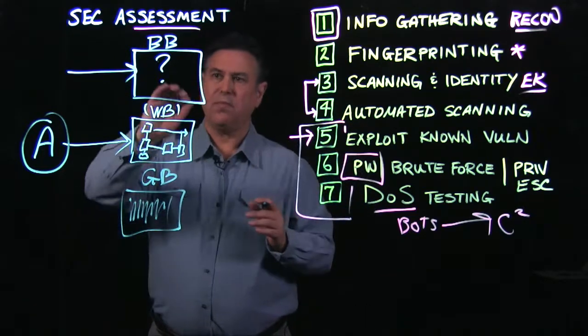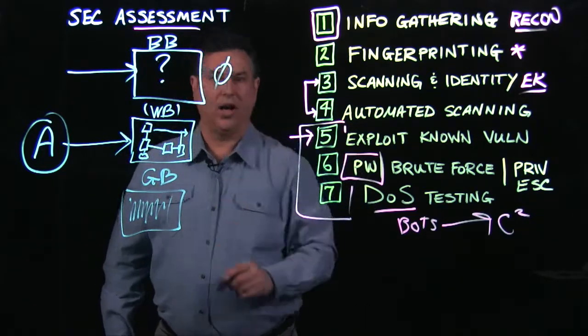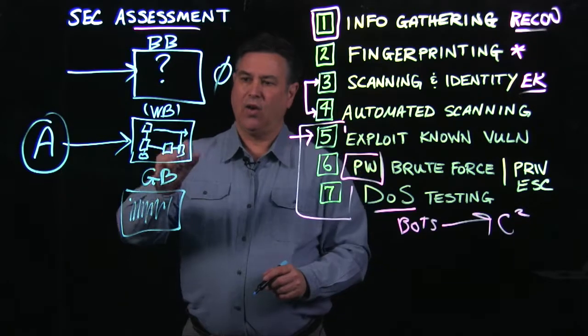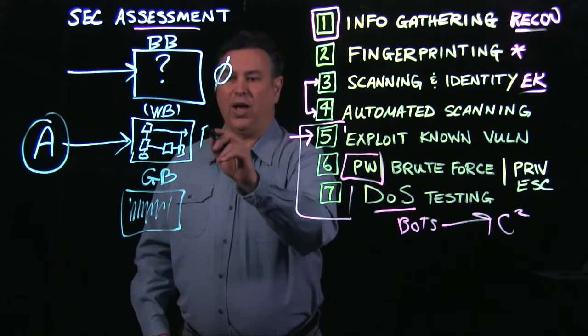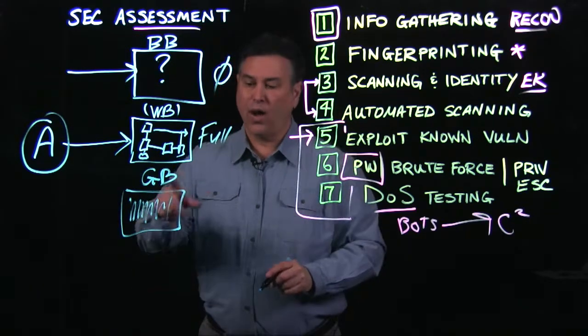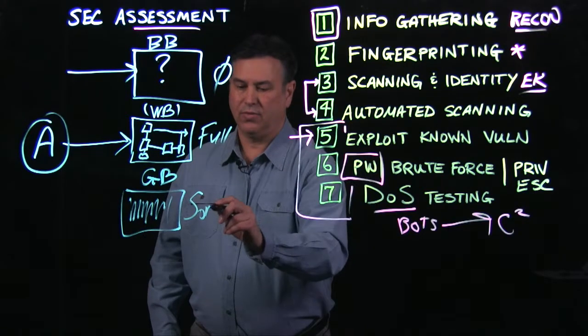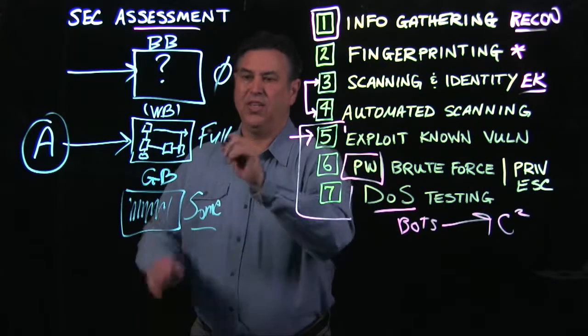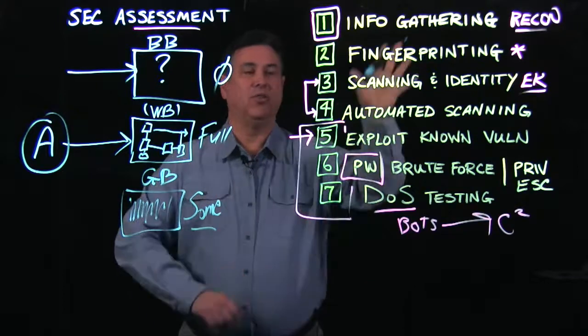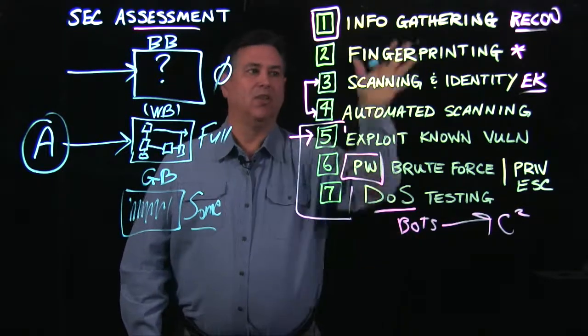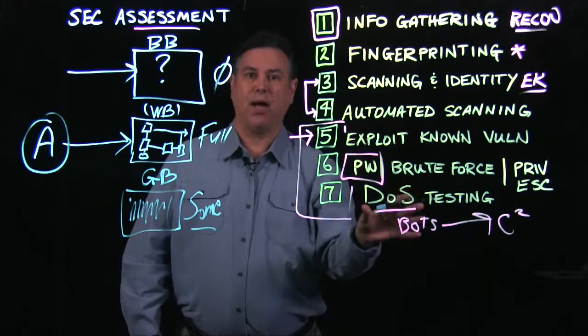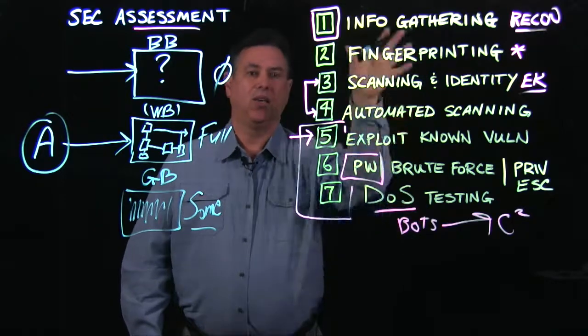So black box, zero knowledge. White box, full knowledge. Gray box, some knowledge. And this can also tie into this security assessment. So our security assessment can be a black box, it can be a white box, it can be a gray box.